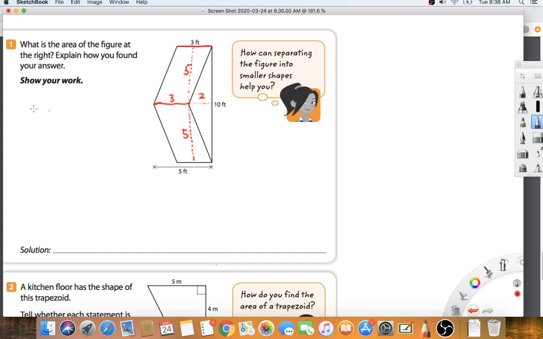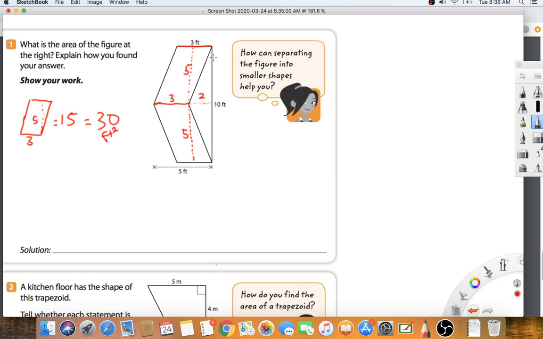So for the parallelograms, let me see if I can write it over here to make it easier. We have 3 as the base, and my height is 5. And we have 2 of these. So 3 times 5 for the area is 15. Multiply that by 2 because we have 2, and we get 30. So the parallelograms are 30 feet squared.